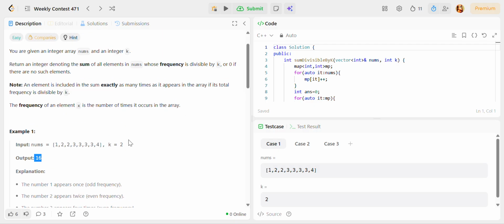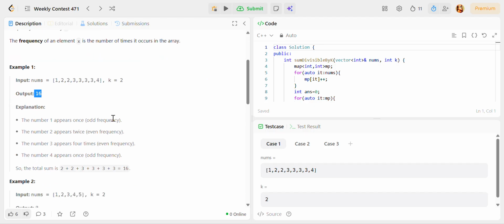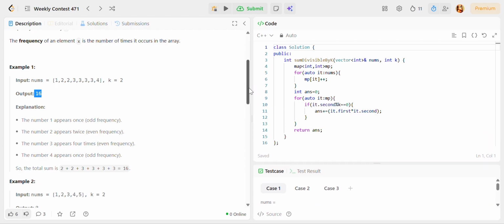So we have to count the frequency. We will directly store it in a map. Let me directly come into the solution.